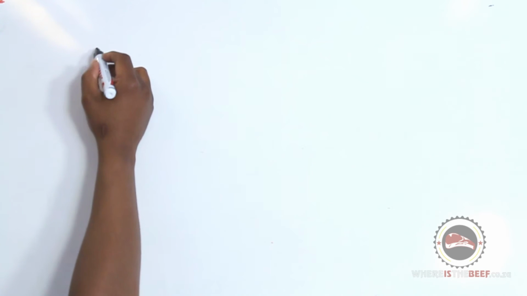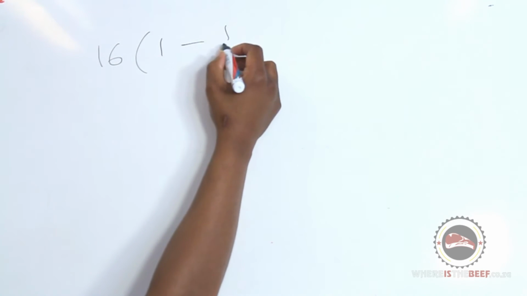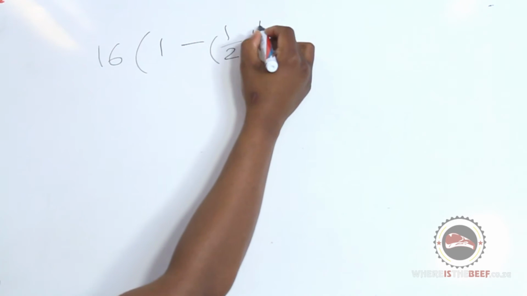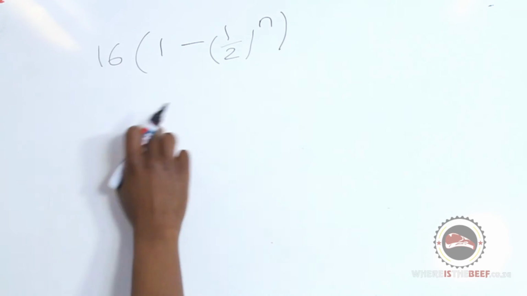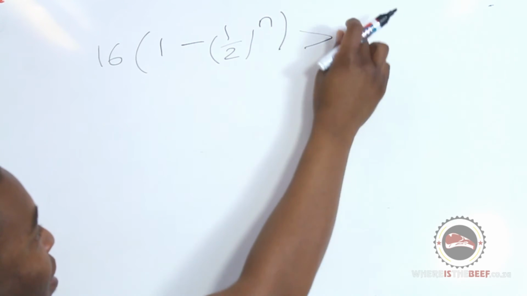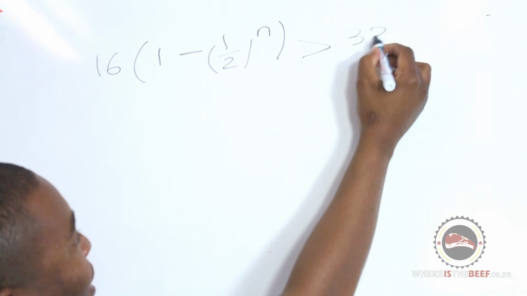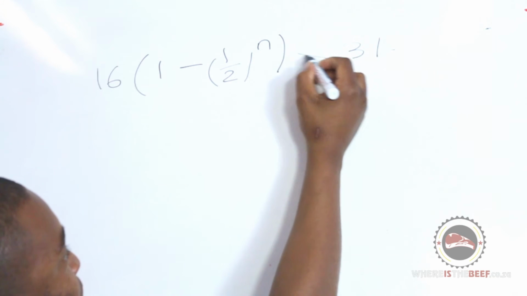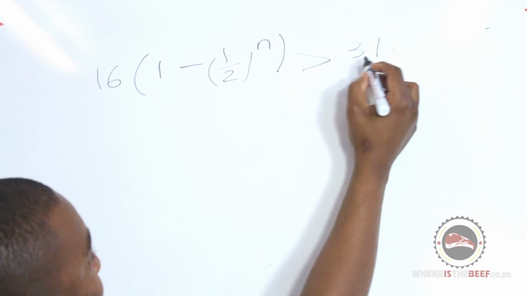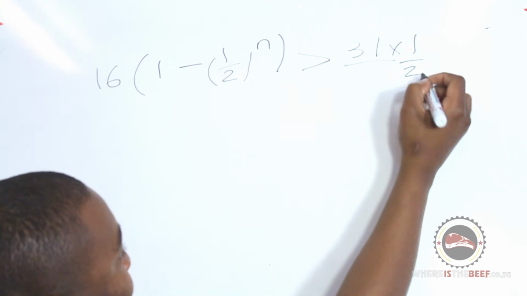So now we're at a point where we have 16 bracket 1 minus our r, which was 1 over 2, to the power of n, bracket, all over 1 over 2. I'm not going to write the 1 over 2 because we know that it has to be transferred to the right hand side. And that would give us 31, that's what we're working with, the 31 bigger than 31. So it will give us a 31 divided, multiplied in this case, by 1 over 2.